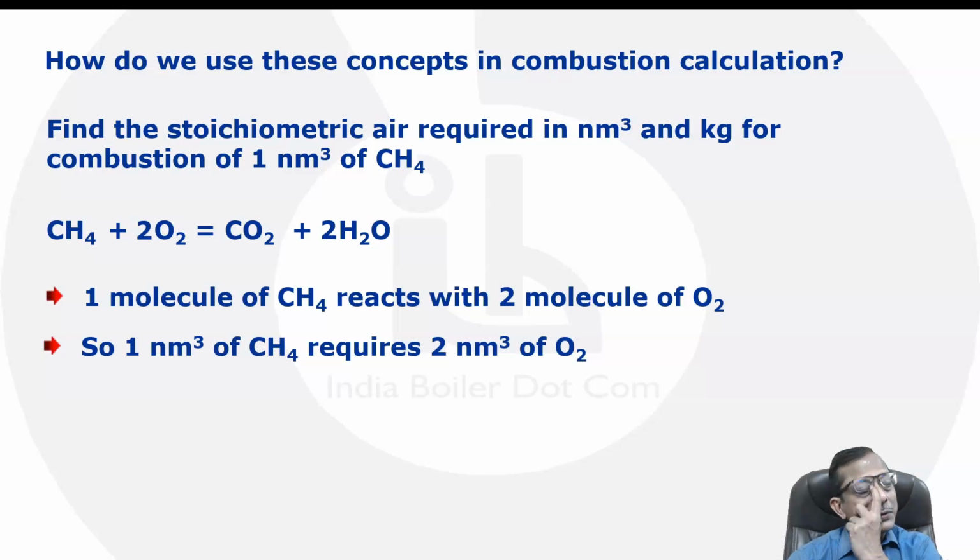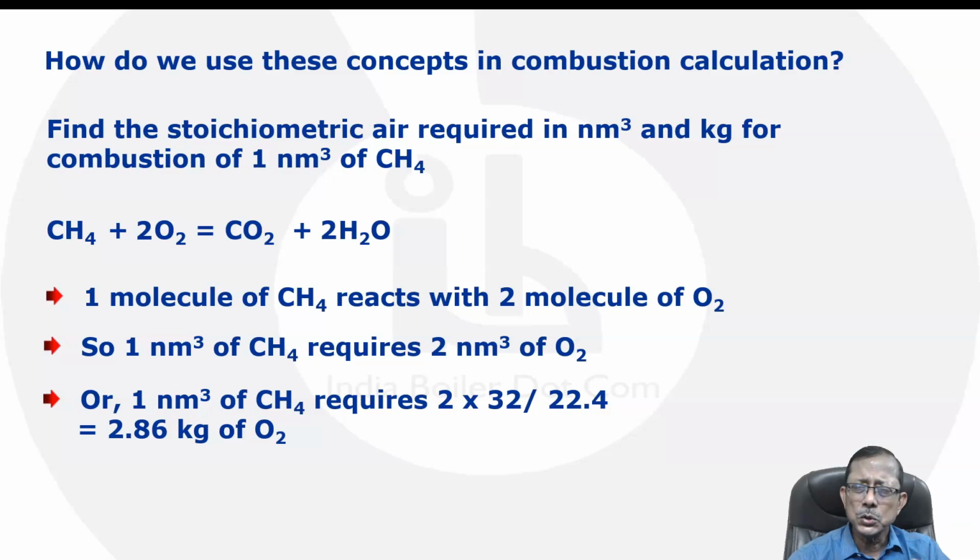right? And suppose I want to find out the mass of air. If you want to find out the volume of air, you find the volume of oxygen, so in nm cube of oxygen. If you want to find out the mass of air, you need to find out the mass of oxygen required for 1 nm cube of CH4. So in this case 2 nm cube, we know the density of oxygen at NTP, right? So that comes to 2 into 32 by 22.4. 32 is the molar mass of oxygen. So molar mass by 22.4. So we can calculate 2.86 kg of oxygen.